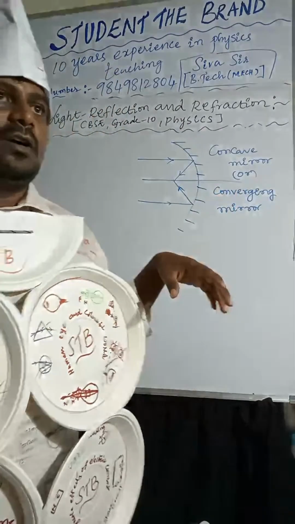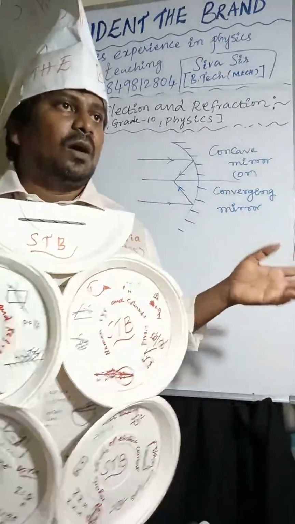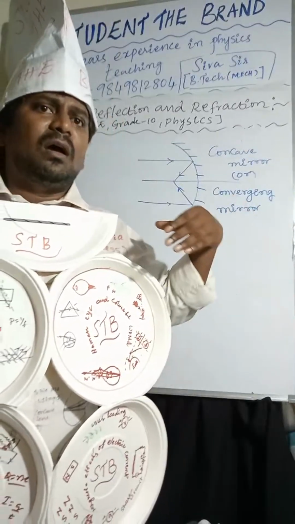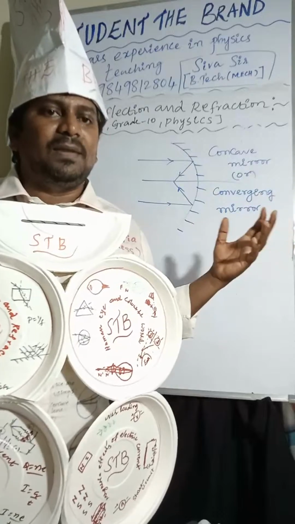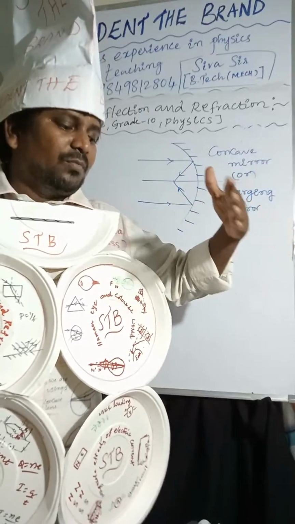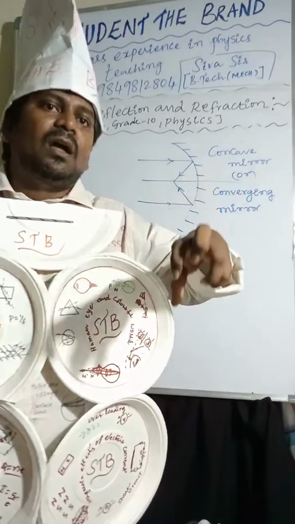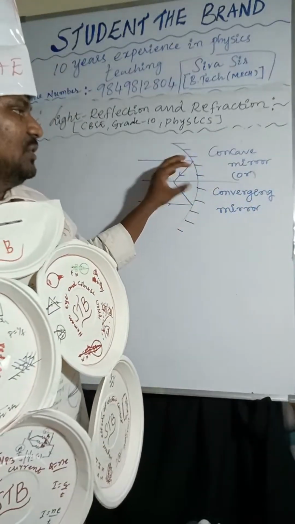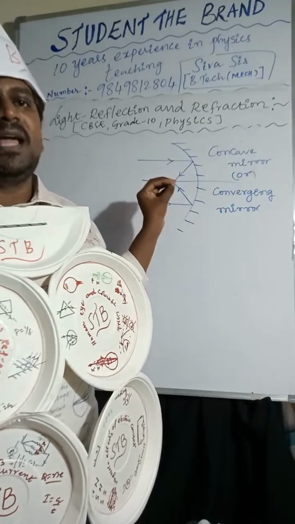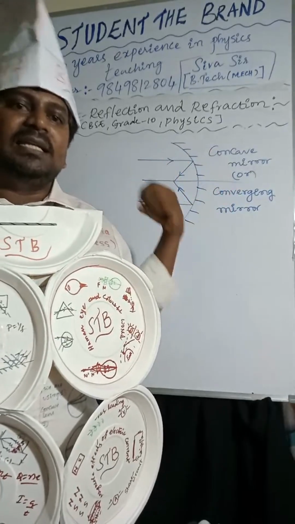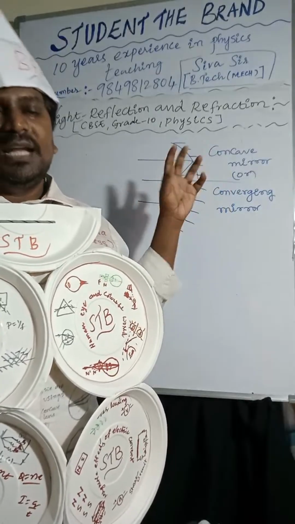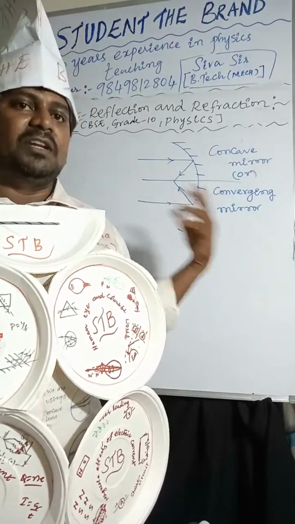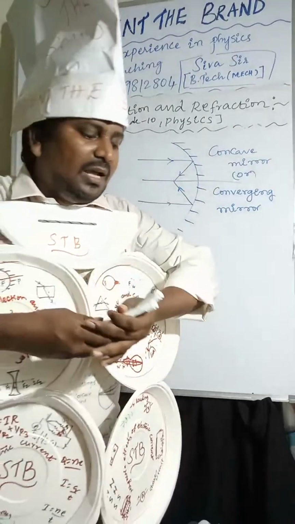The best example: when you go from home to college, coming from different places, you are converging, moving to college. Like that, here also, after reflection those light rays are meeting at one point on the principal axis. After reflection those light rays are converging. That's why it is also called a converging mirror.